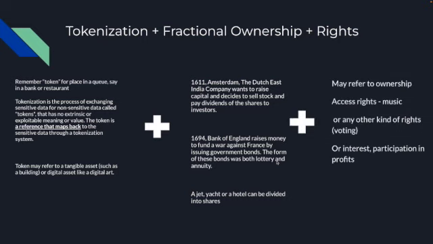Now, what do we mean by ownership? Sometimes it means access rights. For example, if you have a music, can you play it or use that music in another digital asset? Or it could be other kind of rights, for example, voting, or if interest, basically, for example, you can get a part of the profit. So these are the different kinds of rights that the ownership may refer to. So we are building upon an idea of digital representation of rights, which could be fractional to an asset.